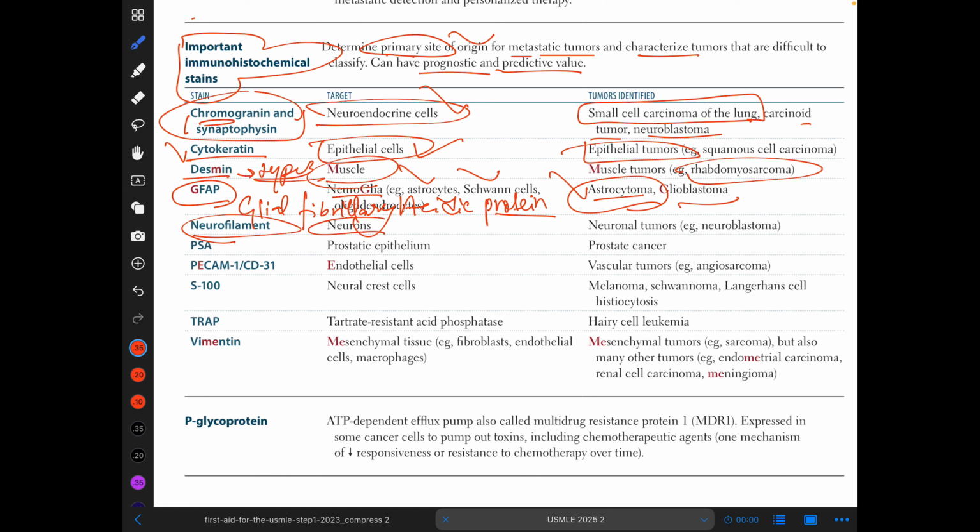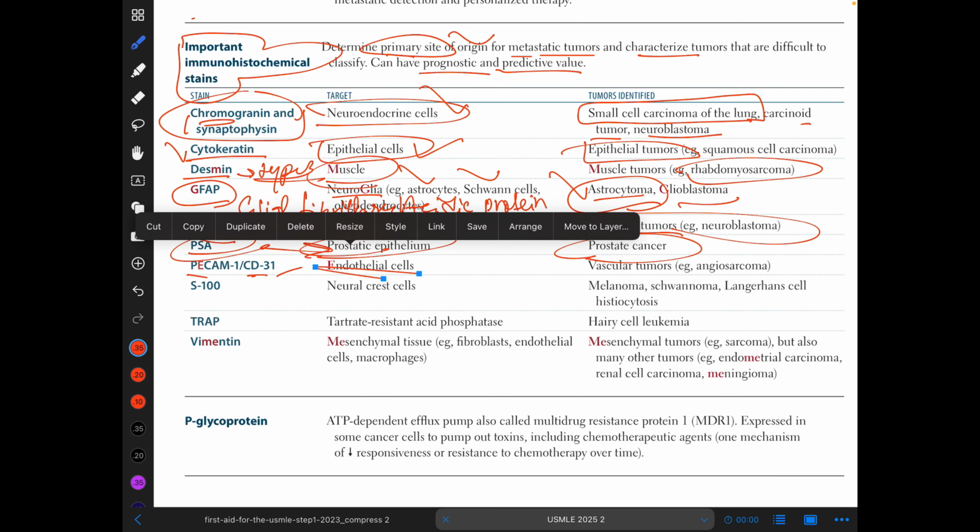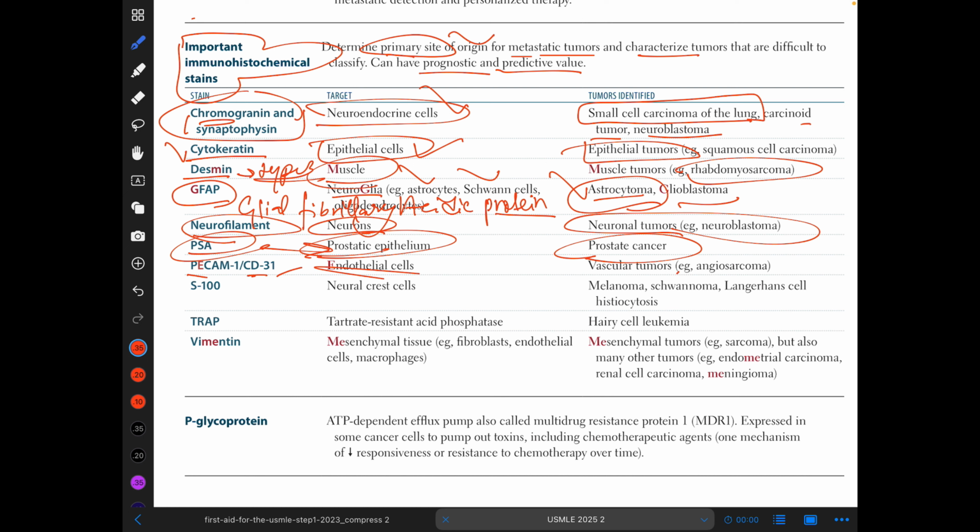Neurofilament, of course, will stain neurons, and any neuron-related cancer and neuronal tumors will stain with neurofilament. And PSA, as you know, is prostate-specific antigen, so it will detect the prostatic epithelium and prostate cancer. Then we have PECAM-1 and CD34. As you know, it helps transmigration of cells, and it is found in endothelial cells, mostly related to vascular tumors like angiosarcoma.